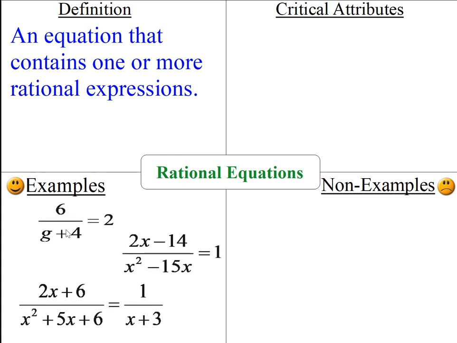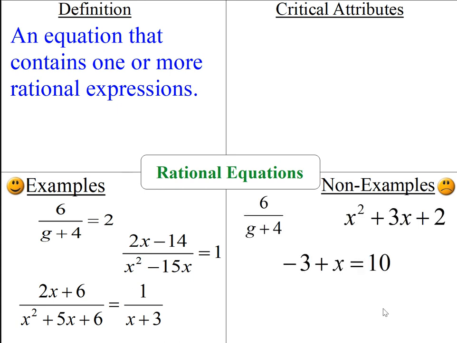Examples: 6 over g plus 4 equals 2. 2x minus 14 over x squared minus 15x equals 1. 2x plus 6 over x squared plus 5x plus 6 equals 1 over x plus 3. Those are examples of rational equations, and according to the definition, it says equations. Do we have equations? Yes. That contain one or more rational expressions. Rational expression, yes, yes, and yes. Now that we know what they look like, let me show you what they are not.